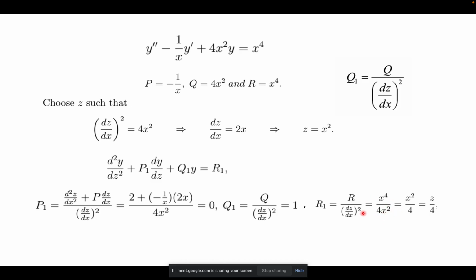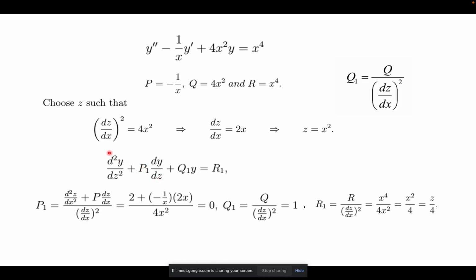From here you can see the value of r1 is just x square by 4, and as you have changed the variable, you need to rewrite the function in terms of z. Here the value of z is x square, so the value of r1 is just z by 4. Now you have all the values of p1, q1, r1, so you can rewrite your differential equation. You have removed the first order derivative, because the value of p1 is 0.